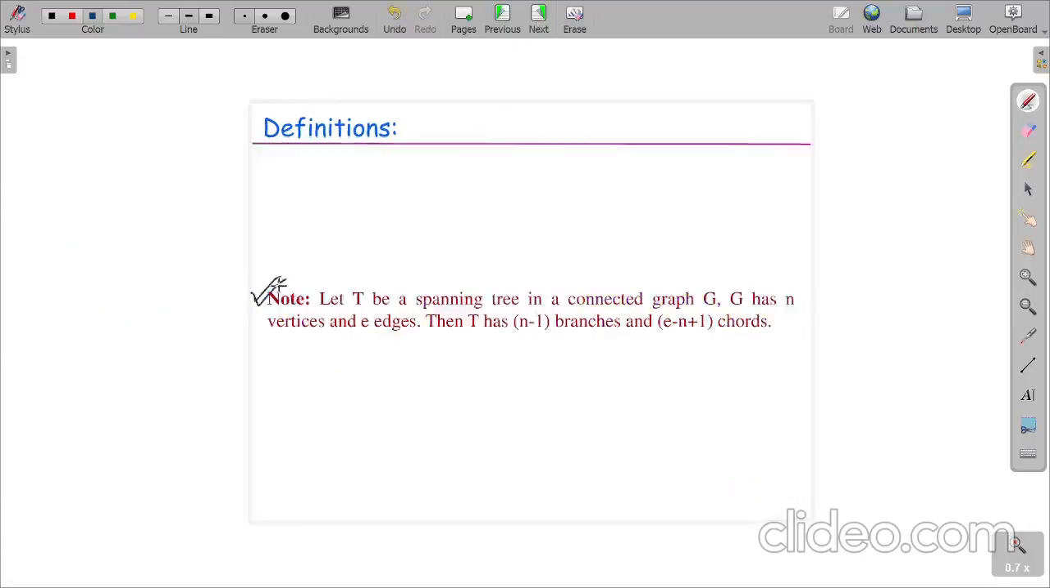Definition, we have to remember it. Let T be a spanning tree of a connected graph G. If G has n vertices and E edges, then T has n minus 1 branches and E minus n plus 1 chords.